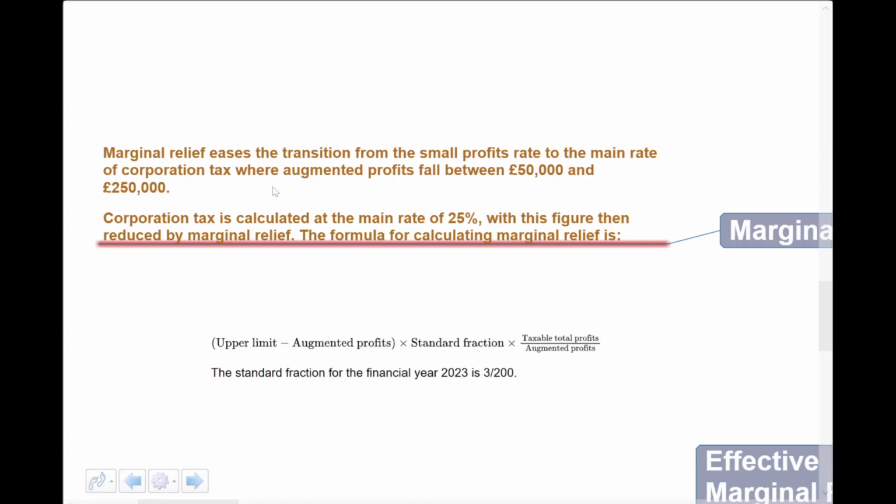So in this particular case, in the middle, the rate of 25% is used, but this adjustment is made in terms of the actual overall percentage. In other words, we apply 25% to TTP, but then take off this amount: upper limit minus augmented profits, times the standard fraction, which is 3/200, times the fraction taxable total profits over augmented profits.